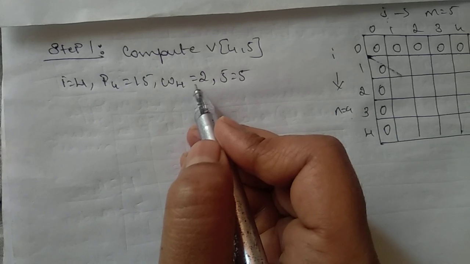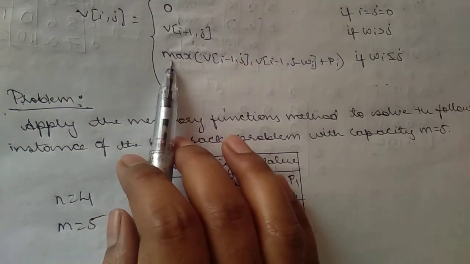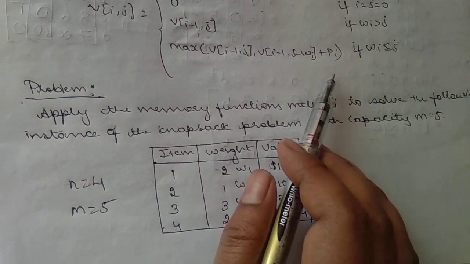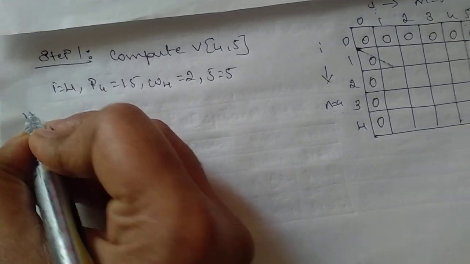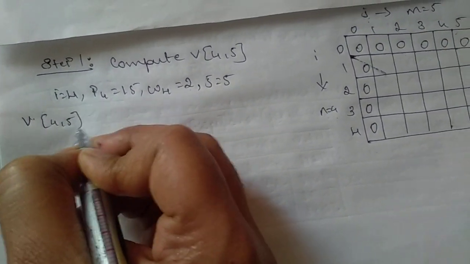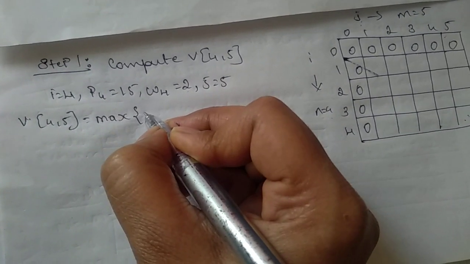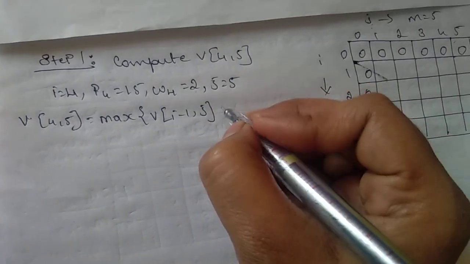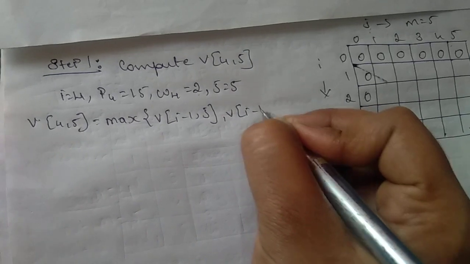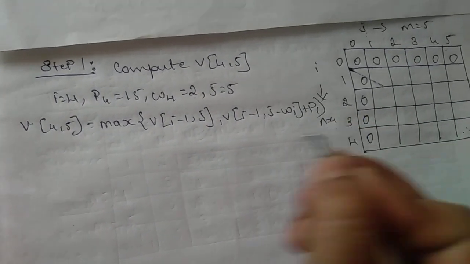See W4, that is 2. 2 is less than 5. Weight is less than J, meaning Wi less than J, means you have to take the max of V of I minus 1 formula. So here I'll take V of 4, 5 is equals to max of V of I minus 1, J, V of I minus 1, J minus Wi plus Pi.